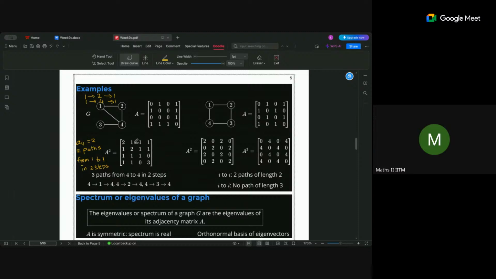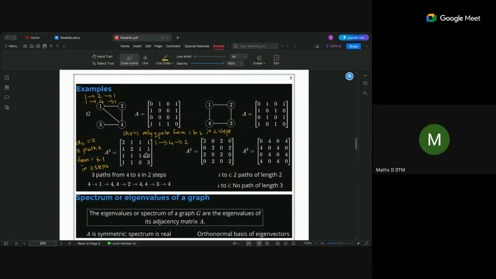So for example, suppose you are considering A12. A12 is 1. It means what? Only one path from 1 to 2 in 2 steps. So what is that one path from 1 to 2, which has 2 steps? How can you approach 2 in 2 steps? 1, 4, 2. Yes, 1 to 4 to 2.